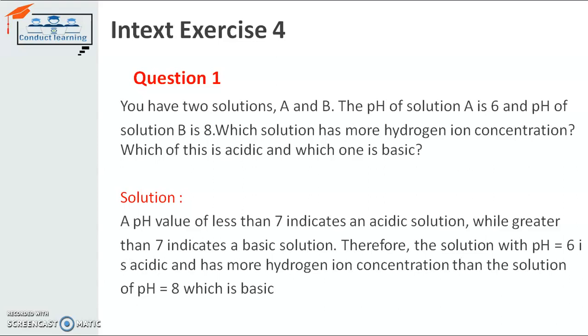So if the pH of a solution is 6, that means it is acidic in nature, and the concentration of H ion will be more for this. On the other side, the pH of solution B is 8, so that's why it is basic in nature.